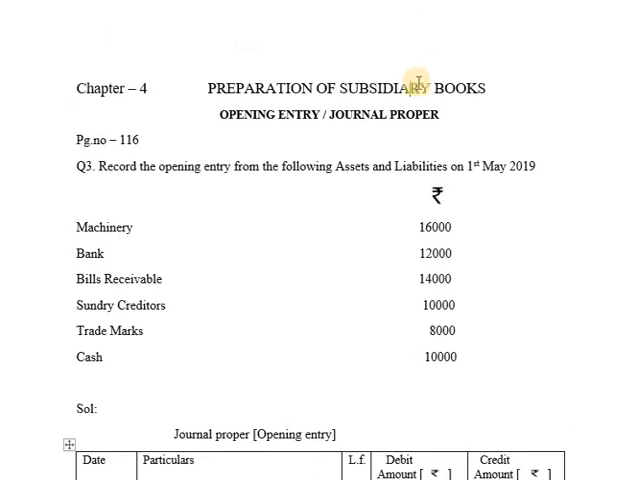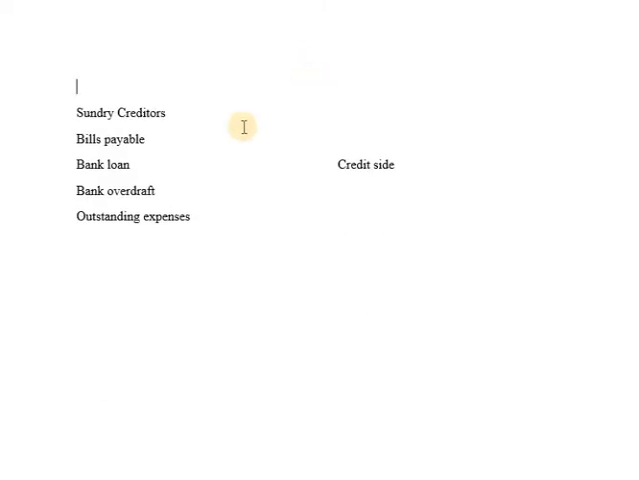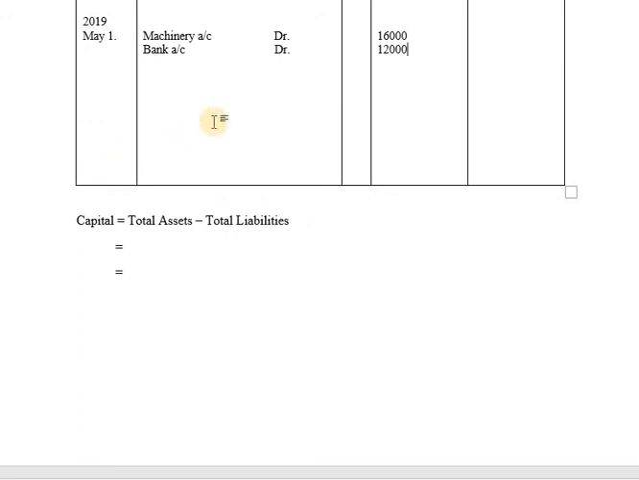Next, after bank we have bills receivable 14,000. Bills receivable is not among those 5 names. Here we have bills payable, but in the question it is given as bills receivable. So bills receivable will be recorded on debit side, and the amount of bills receivable is given as 14,000. Bills receivable account debit, 14,000.